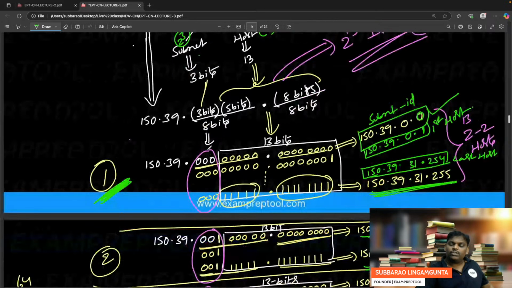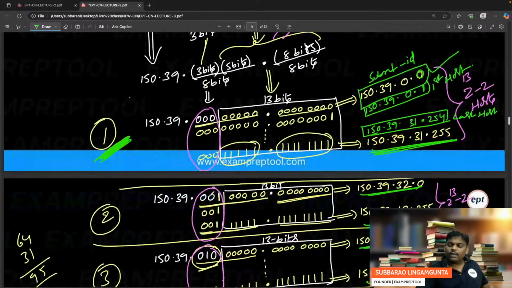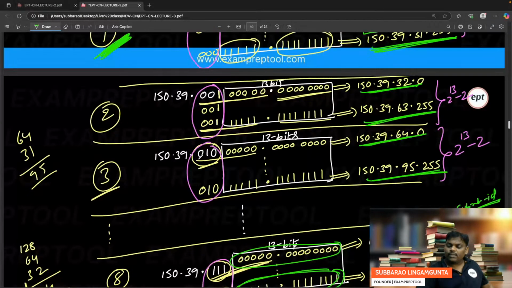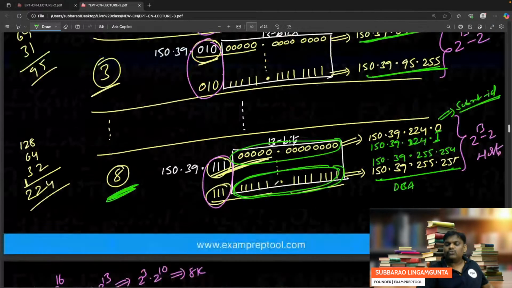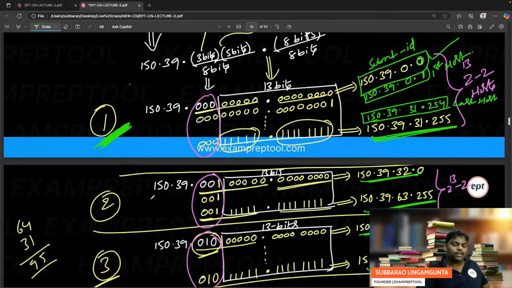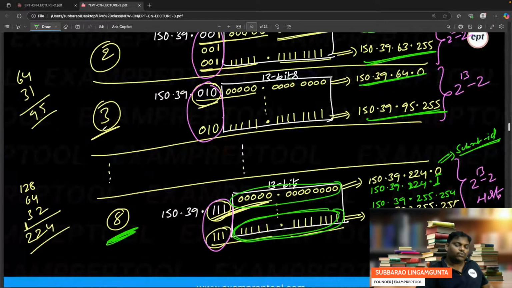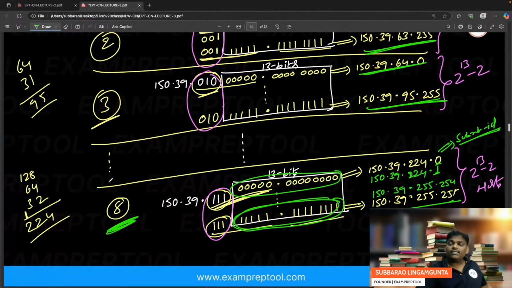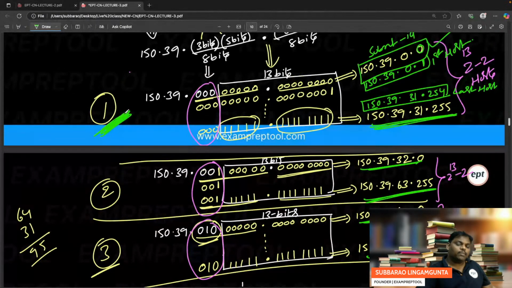So subnet 0, 2 power 13 IPs. Subnet 1, 2 power 13 IPs. Subnet 2, 2 power 13 IPs, and so on. Subnet 7, 2 power 13 IPs. But if you see the physical number, subnet 1, subnet 2, subnet 3, when they say subnet 8, go here. When they say subnet 3, go here. When they say subnet 2, go here. When they say subnet 1, please go here.